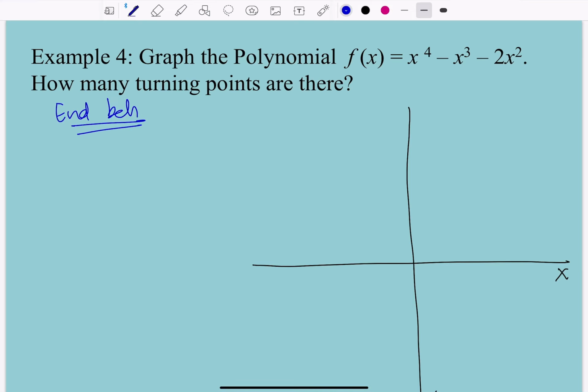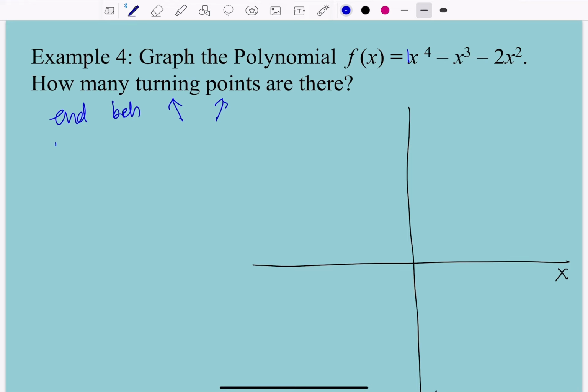End behavior for this polynomial is going to be, it's an even degree with the positive leading coefficient, which is 1. So the end behavior will look like this. End behavior of a graph is only determined by the leading coefficient and the highest degree in the polynomial.